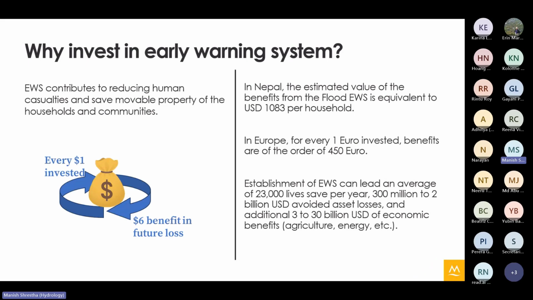So one way of managing floods is working on early warning systems. There have been countless studies suggesting that early warning systems are very helpful in saving lives and properties. Every $1 invested in early warning can bring up to $6 of benefit in avoided future losses. In Nepal, if we have a very good flood early warning system, each household can have a benefit of around 1,000 US dollars worth of future losses. In Europe, €1 brings around 450 euros of benefit, and there are other studies as well.